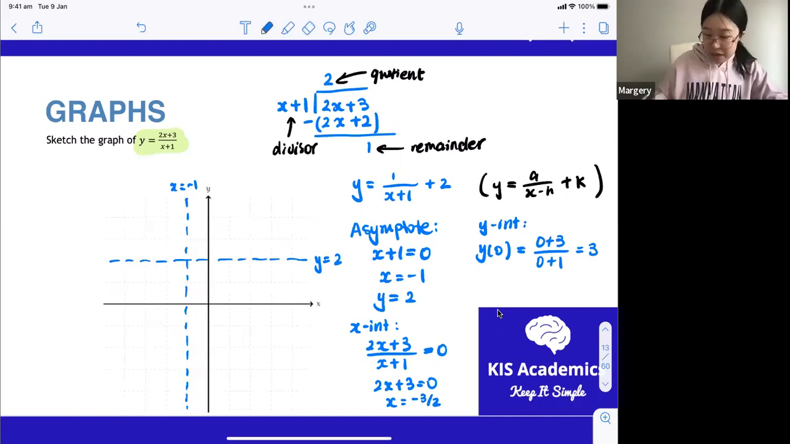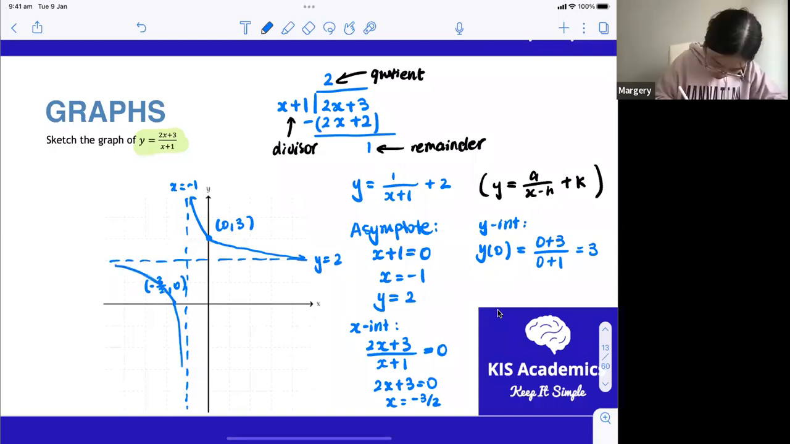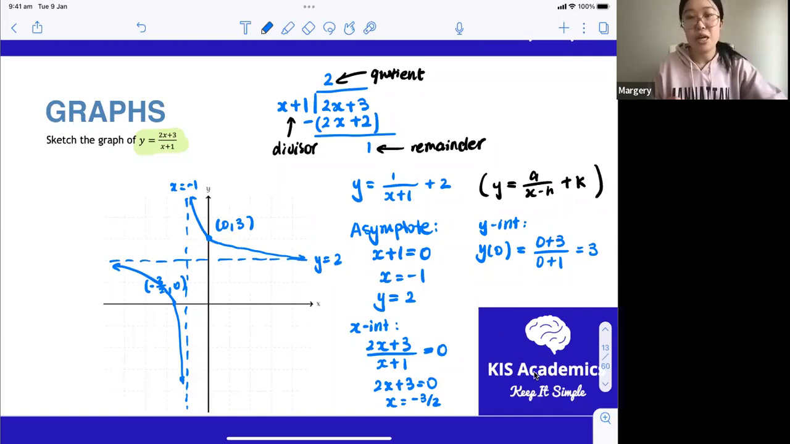To plot our actual graph, we can draw in our intercepts. We've got an x-intercept at minus 3 over 2, 0, and a y-intercept at 0, 3. To draw this in, I can then put this down here, again approaching but never touching our asymptotes. So we get something that looks like this over here. And so we've labeled in all the key points, our asymptotes, our intercepts, as well as the general shape of the graph.